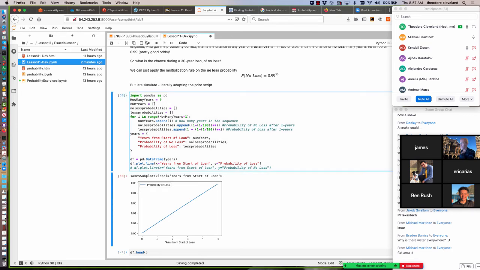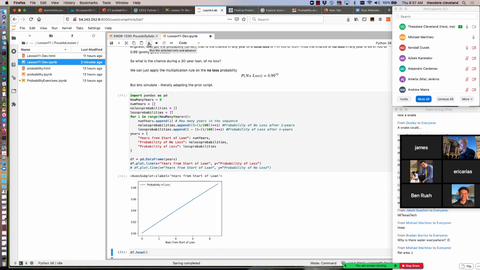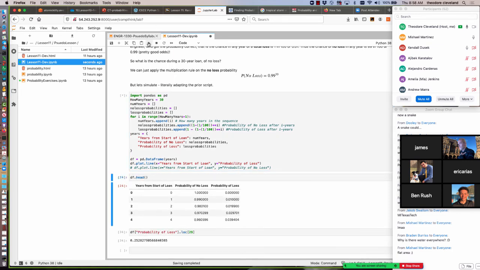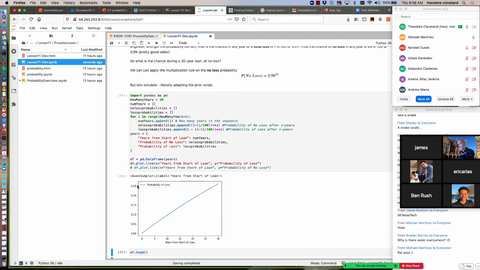9 years, 8.5%. 20 years, so the time it takes to get a baby old enough to kick out of the house and have them go to work and make money, 17.5%. And now the disturbing one, the duration of a loan, 30 years. The probability of a loss is approaching 25%.